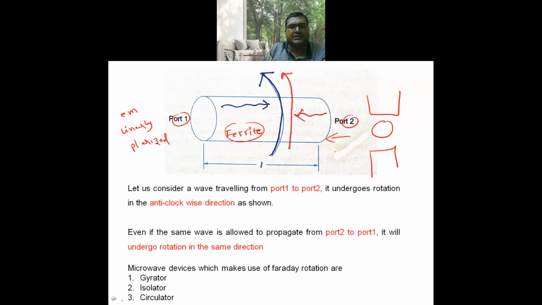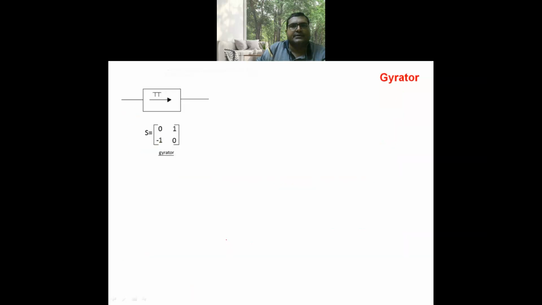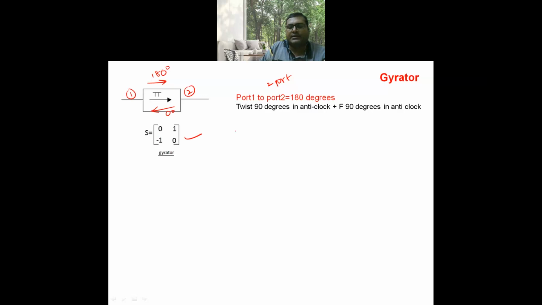Now here the microwave devices which make use of Faraday rotation are gyrator, isolator and circulator. Gyrator is a two-port device. It is port 1, port 2, it offers 180 degrees phase shift from port 1 to port 2 and 0 degrees phase shift from port 2 to port 1. You can observe the S matrix of gyrator. I will explain how the rotation takes place from port 1 to port 2 and from port 2 to port 1 in the next slide.